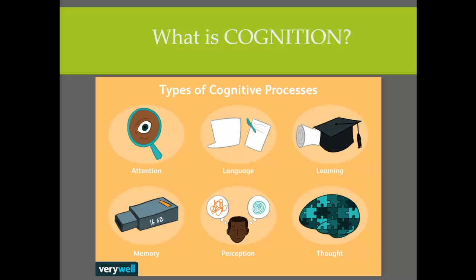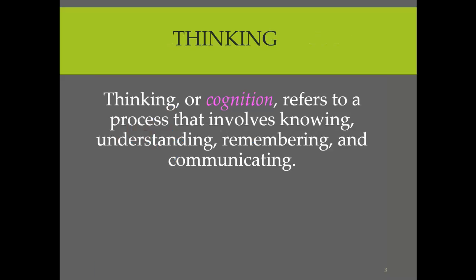We know that cognition is a fancy word for thinking, but lots of things count as cognitive processes. Just attention, what we're looking at and thinking about in the present, language, which will be discussed in a future chapter, as well as learning, memory, which is in this section, perception, which we just finished up in our last part, and thought. So all of those count as cognition.